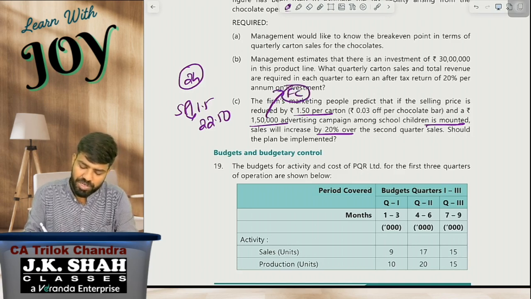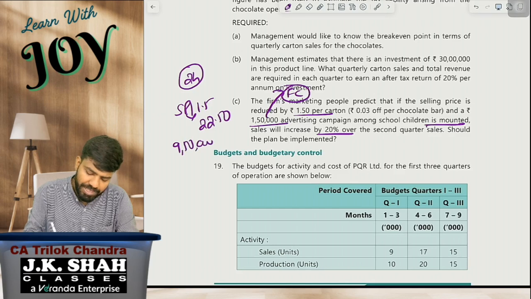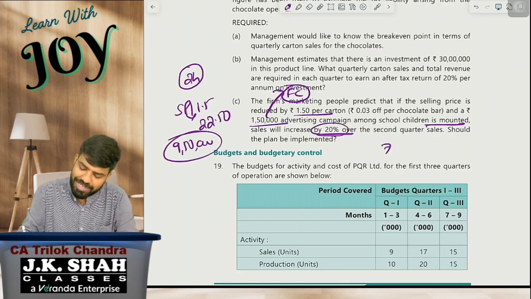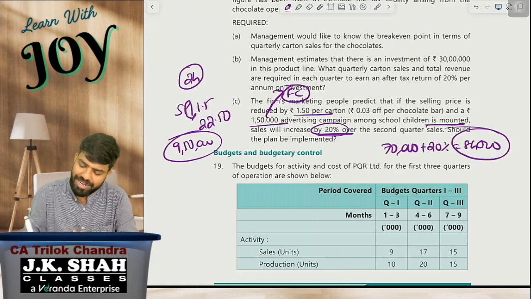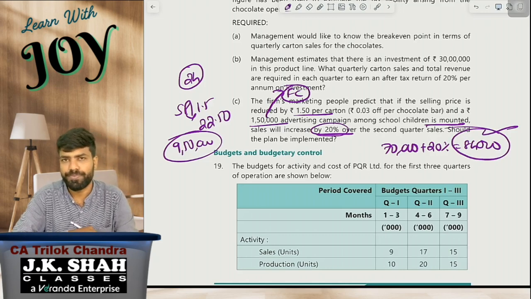This is also one of the fixed costs. So 1,50,000 extra; 8 lakhs is existing, so it will become 9,50,000 fixed cost. Sales will increase by 20%. Present sales is 70,000 plus 20%, it will become 84,000. So at this sales, we need to calculate profit.